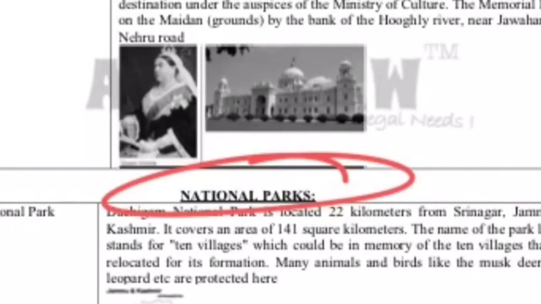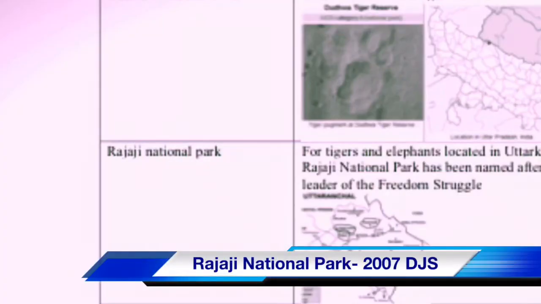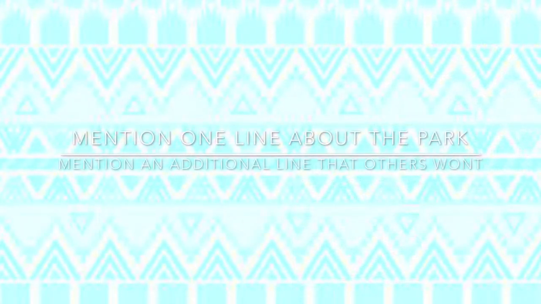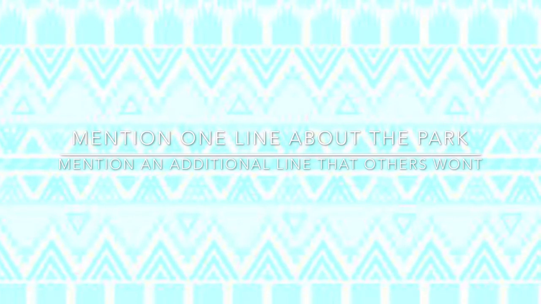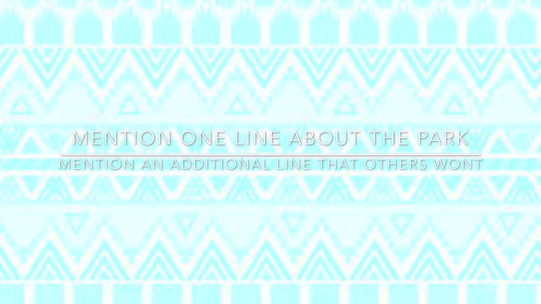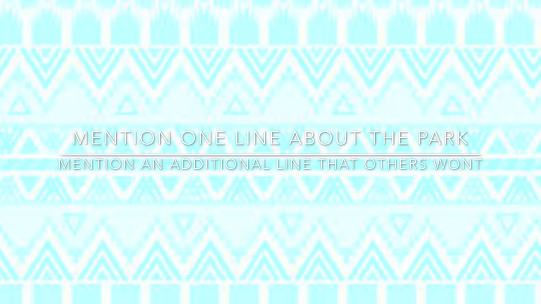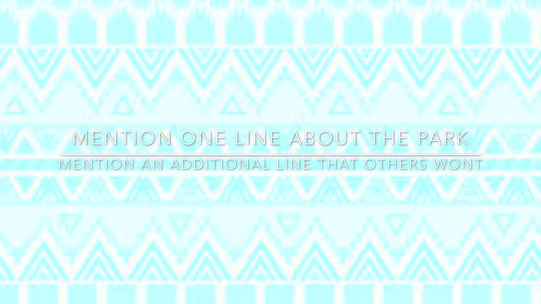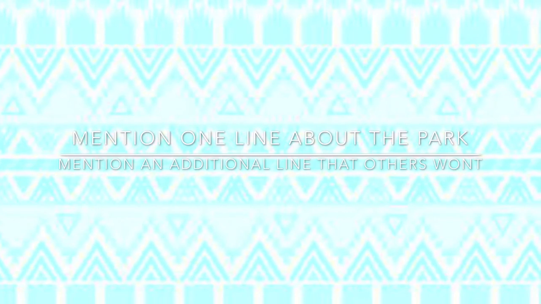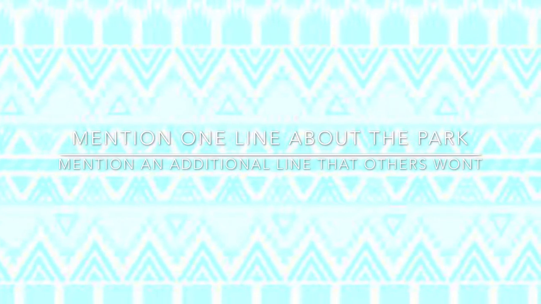And over here we have national parks. We've batched up all the national parks, and we've given you maps of where these parks are located, so it's easier for you. When you're writing the one-line answer, it's good if you write an additional line about the park, something that others won't. That way you get a little bit of advantage, like we've spoken about books and authors, that you don't just write who's written the book, but you also give one line about the book or what is the theme of that book. We've discussed that in a separate video.